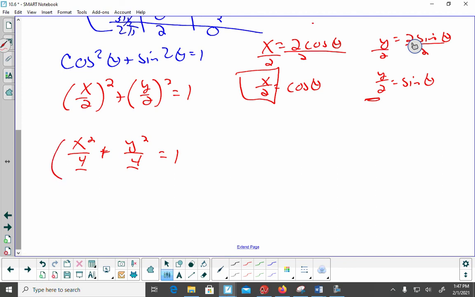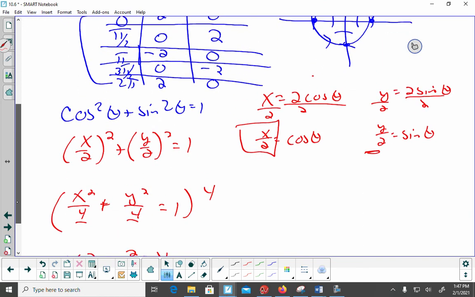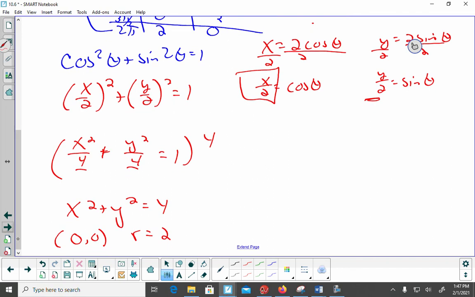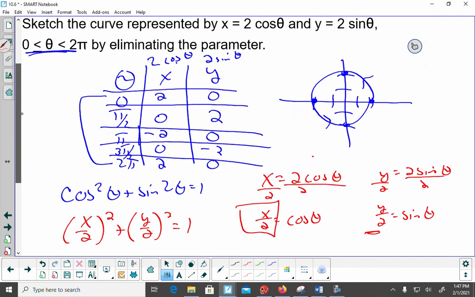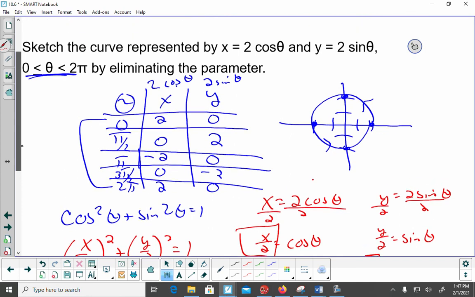Usually for circles, we multiplied and just had x squared plus y squared is equal to 4. So this would be a circle with the center at 0, 0 and a radius of 2. And that's exactly what I drew up there. The only difference between this rectangular equation that I have here and when I graphed it in parametric is that the parametric helps me get the direction of that circle, because with the parametric equation I need the direction.